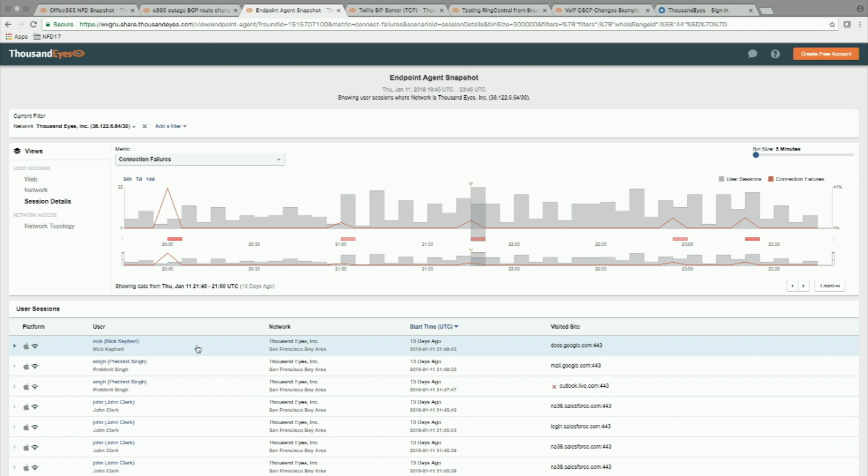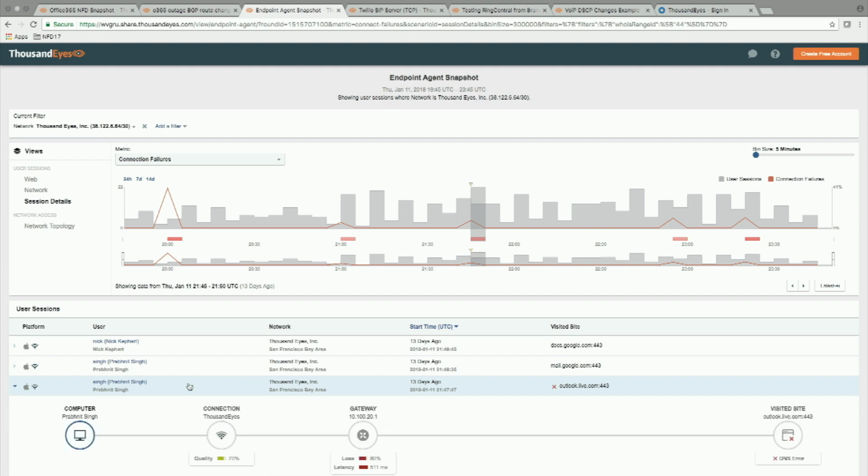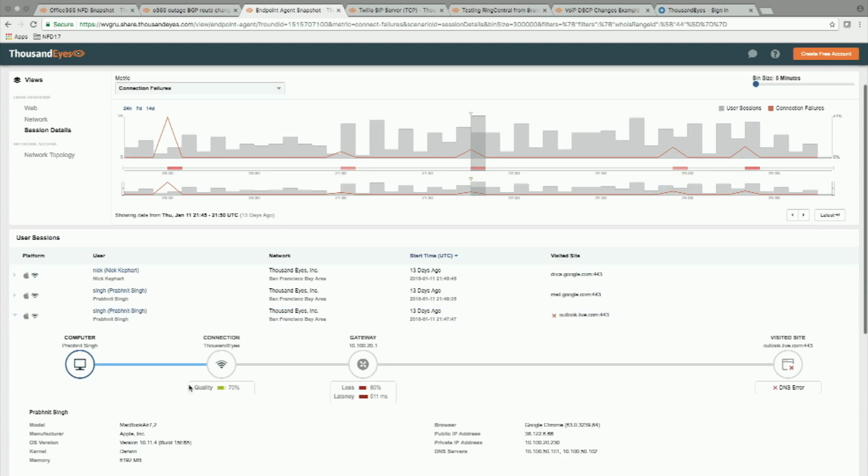This is me right here. This is me within our office. You can see our office network. I'm accessing Google Docs at this particular time. You can actually go see what document I was working on at that time. We also have one of my colleagues who was in the office as well, was accessing a Microsoft service here and was having some issues in our network.